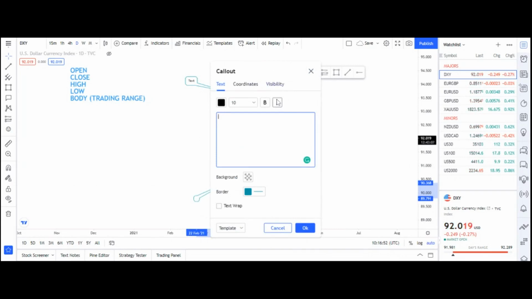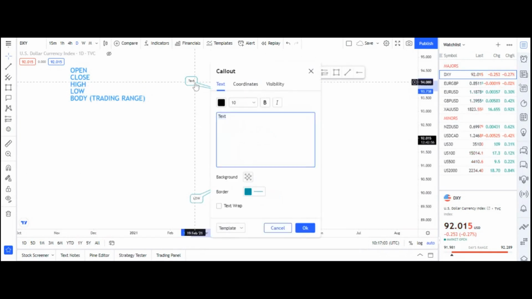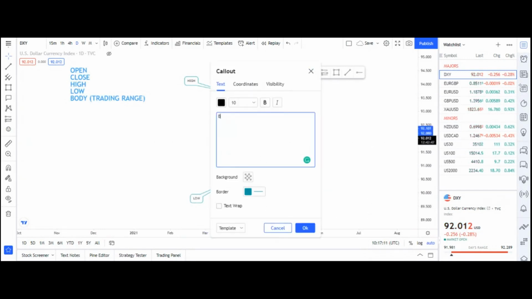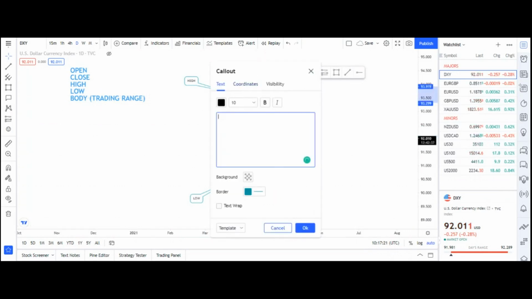This is the low. Okay. So this is the opening price. This is the low. This is the high. This is the body. And this is the close.